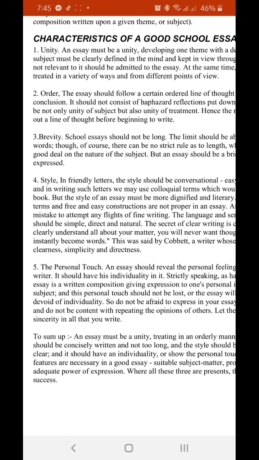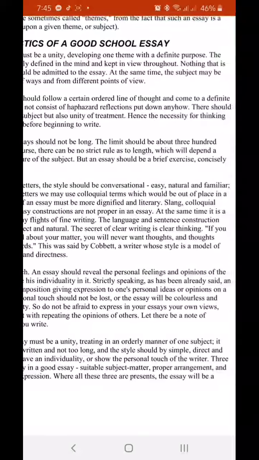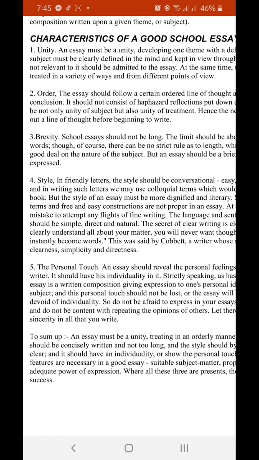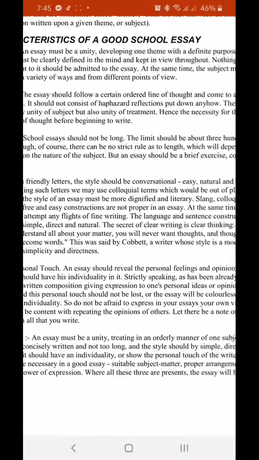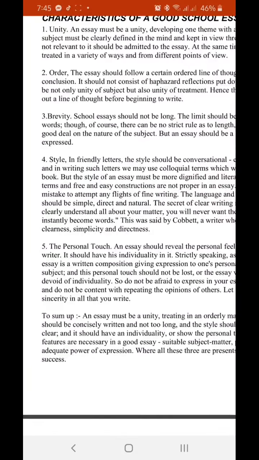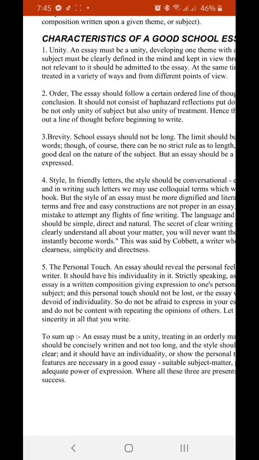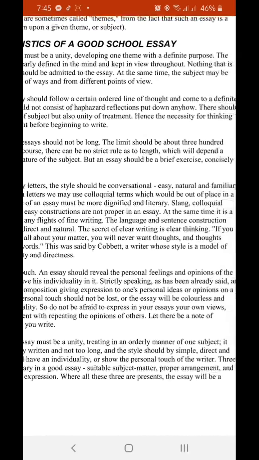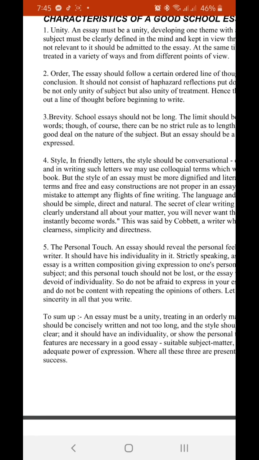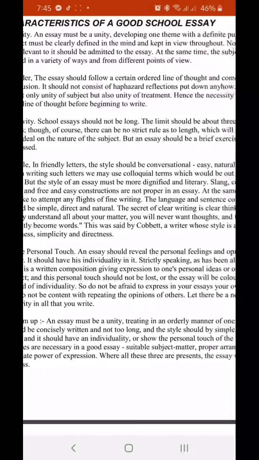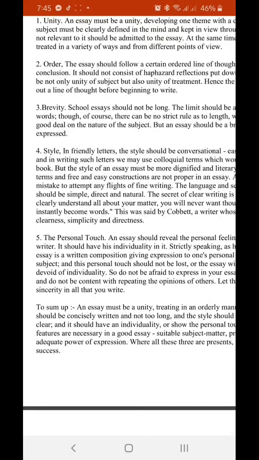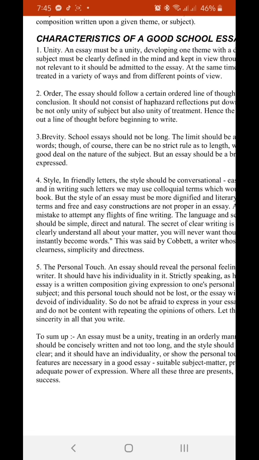an essay is a written composition giving expression to one's personal ideas or opinions on a subject, and this personal touch should not be lost, or the essay will be colorless and devoid of individuality. So do not be afraid to express your own views, and don't be content with repeating the opinions of others. Let there be a note of sincerity in all that you write.